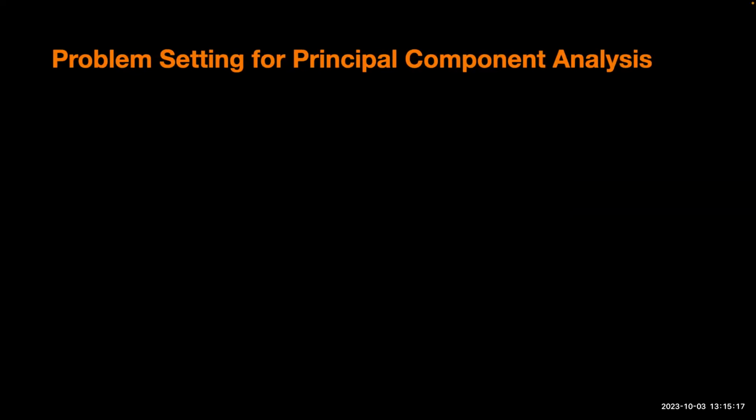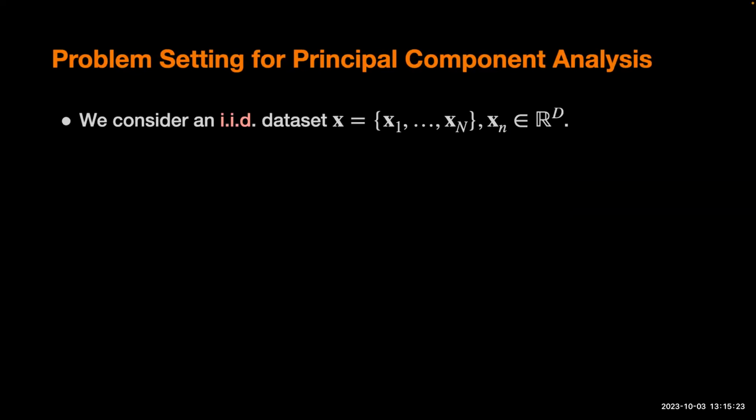So let's set up the mathematical settings for PCA. Just like last time, we only have the feature X. We do not have the labels Y. And we assume the data set to be IID, which stands for independent and identically distributed.